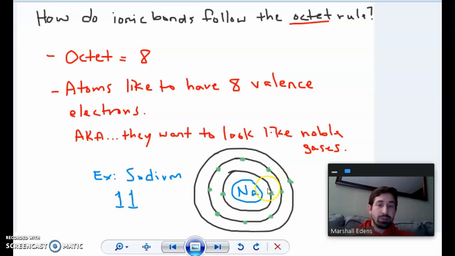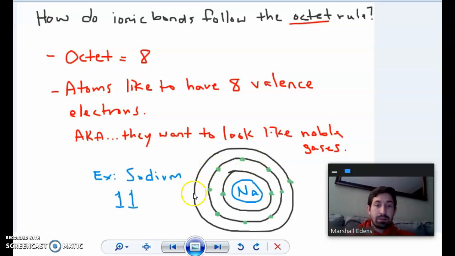So sodium, which is element number 11, has 11 electrons. One of them is in its outermost shell. If it loses an electron, it looks an awful lot like the element just before it, which is neon, which is element number 10, which would have 10 electrons. So this sodium, if it can get rid of this 1 electron, it's going to become a positively charged ion. I'll show what that looks like on the next slide. But then it has a full outermost shell. It has 8 electrons in its valence shell, and therefore it is following the octet rule.